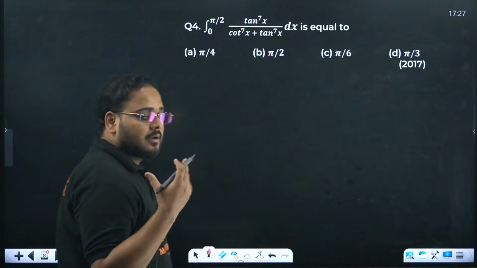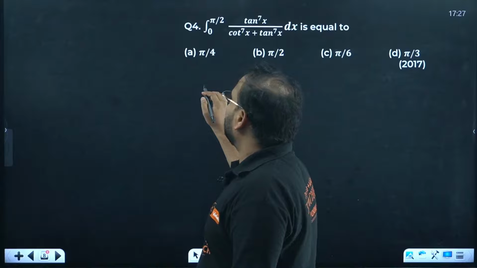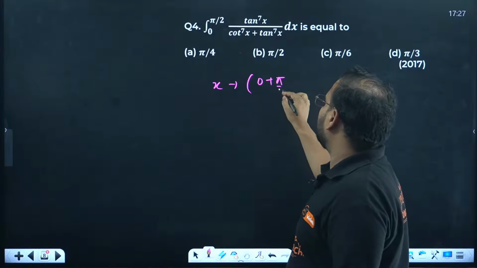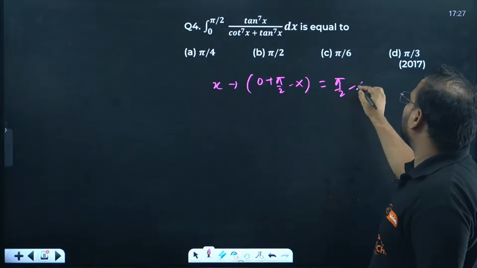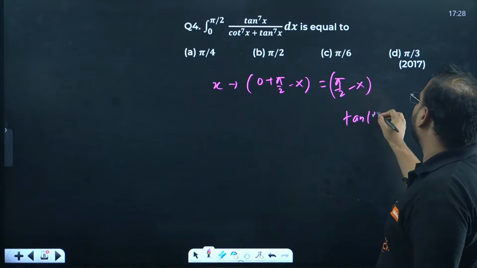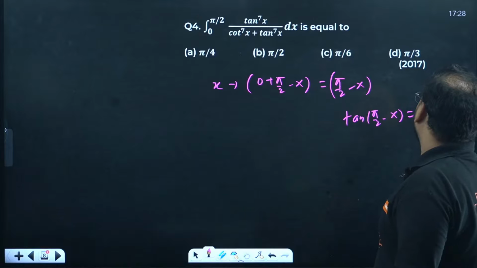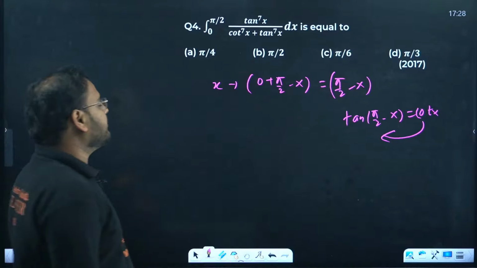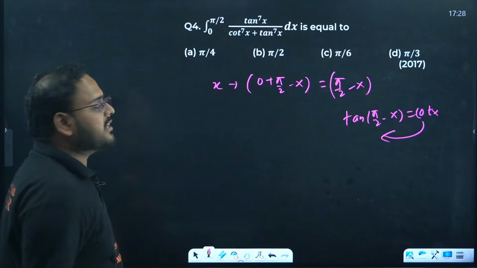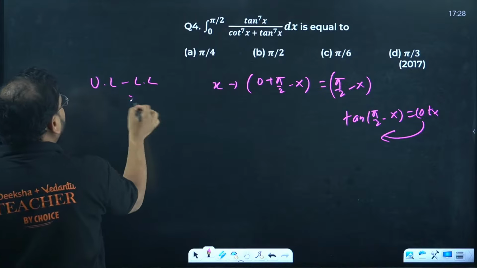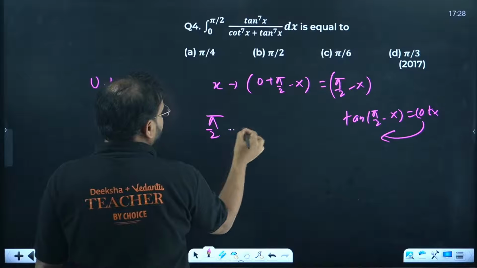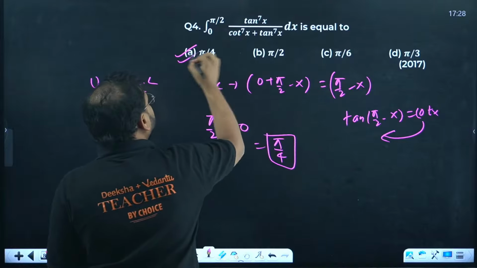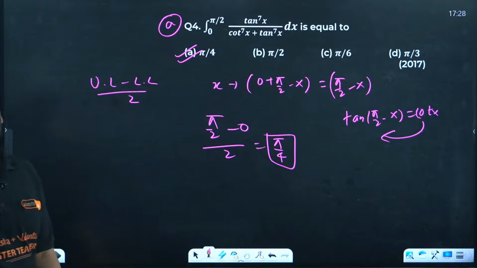Question number 4. Again same approach, this is also a King's rule question. How can you say that? If you replace x by the sum of the limits, 0 plus pi by 2 minus x, this becomes pi by 2 minus x. We know that tan of pi by 2 minus x is cot of x. And the reverse is also true, because they are complementary ratios. It means everywhere tan and cot will become same. So here also what is the answer? Same approach. Upper limit minus lower limit by 2. Check here. Pi by 2 minus 0 by 2. How much is that? Pi by 4. So the answer is option A. Okay. Question number 4 is option A.